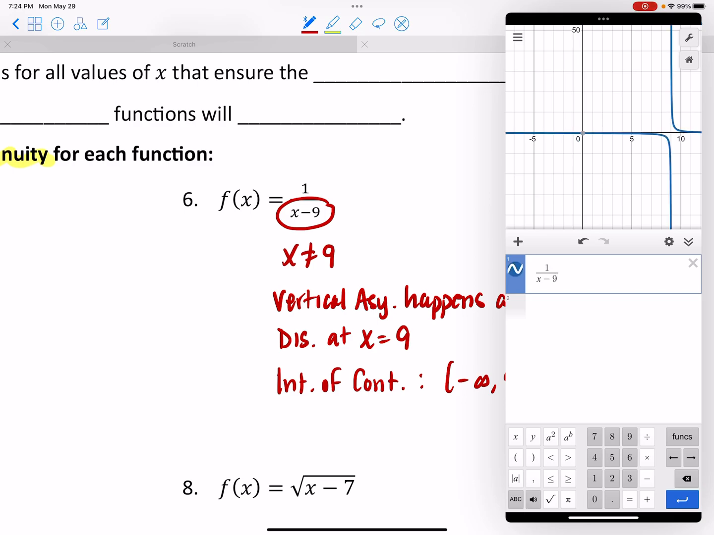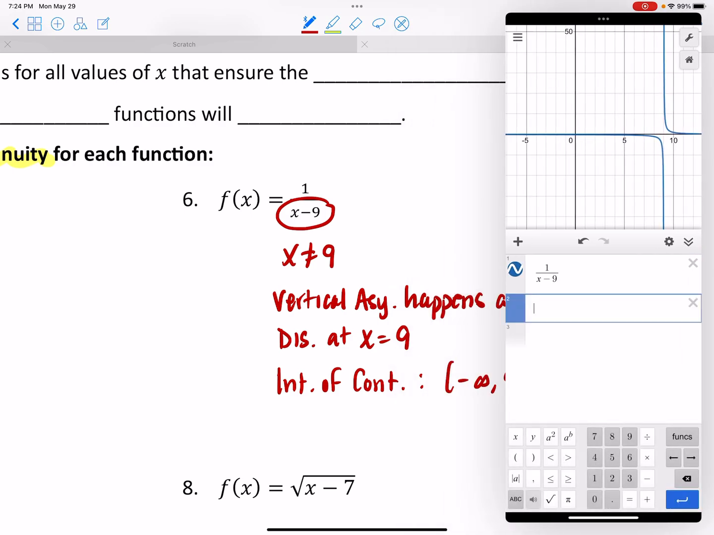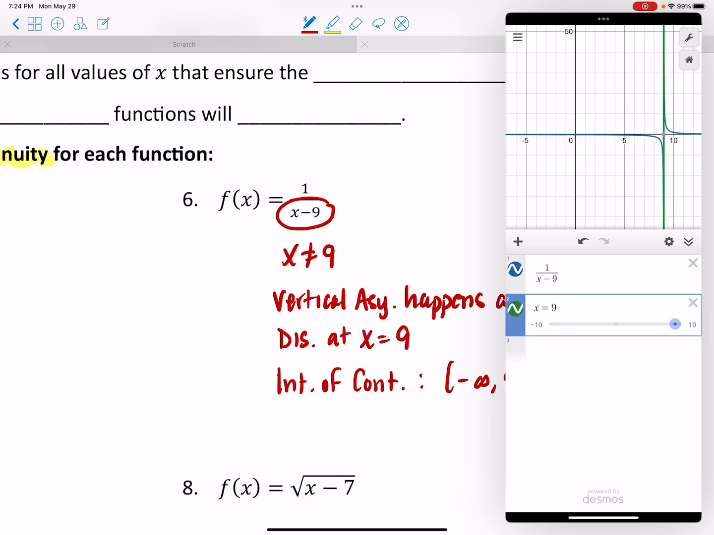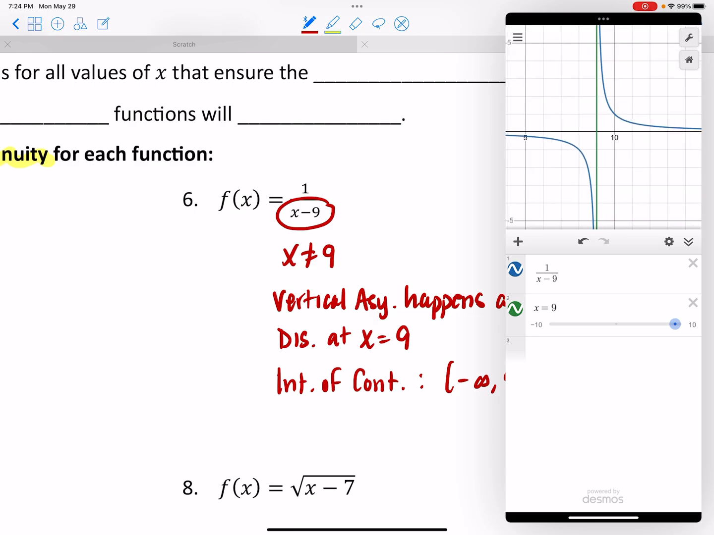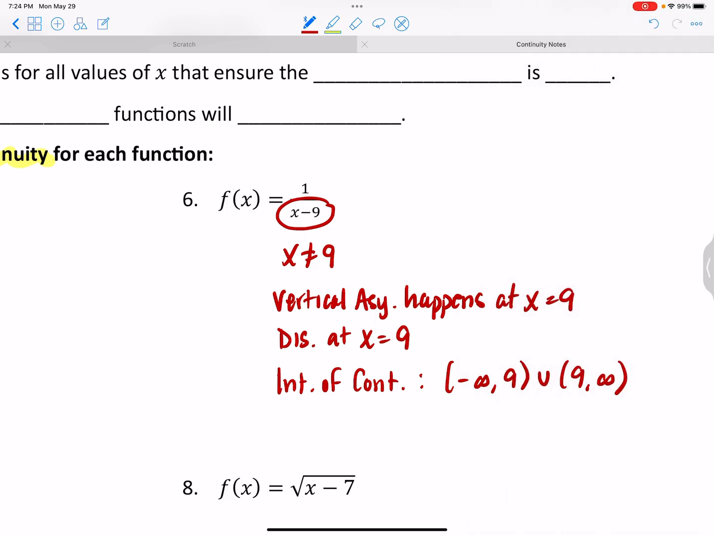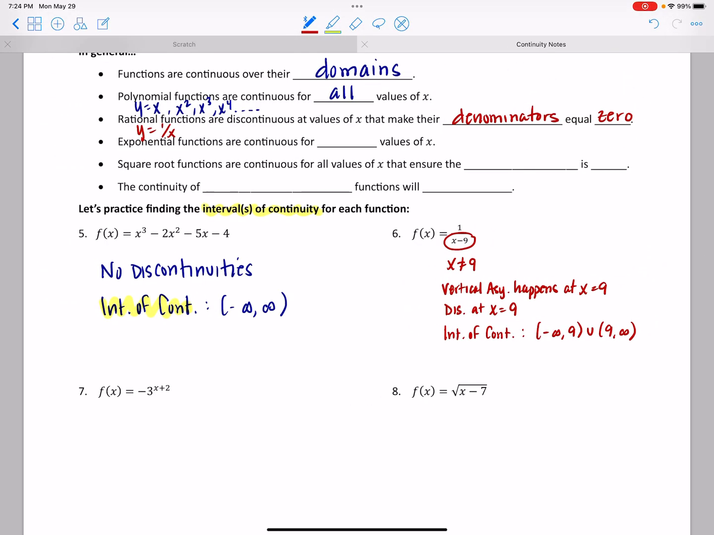So if you graph 1 over x minus 9, here it is. And I'm just going to type it in here for you so you can see it. If I put x equals 9 in there, that is precisely where we have our vertical asymptote in this graph. That's where our vertical asymptote is. That is our discontinuity in that graph. So if I was tracing, not the green because I interjected that, but here's my graph. If I was tracing, I could continue on that first branch, but then I'd have to jump over the vertical asymptote to continue tracing on that second branch. So again, a discontinuity at x equals 9, so the interval of continuity is everywhere else.